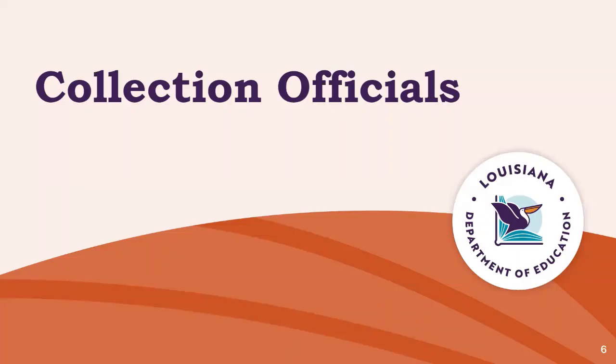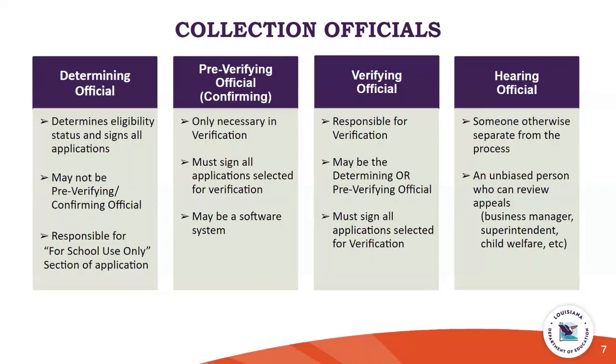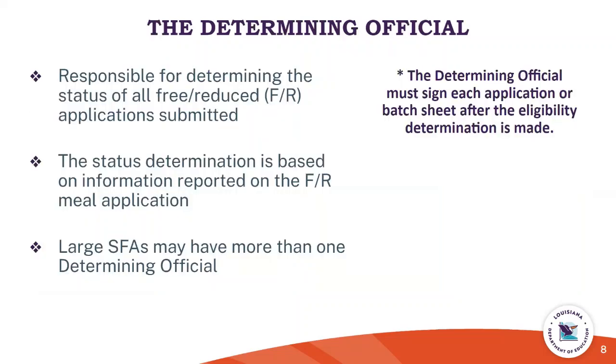So let's discuss the collection officials who are involved in the verification process. There are 4 types of collection officials: the determining, pre-verifying, also known as confirming, verifying, and hearing. These collection officials were identified as part of the application submitted just last month on the CNP website. This slide shows a brief overview of each of the officials' responsibilities, and we'll discuss more throughout the presentation.